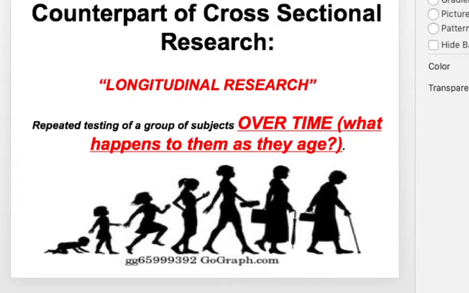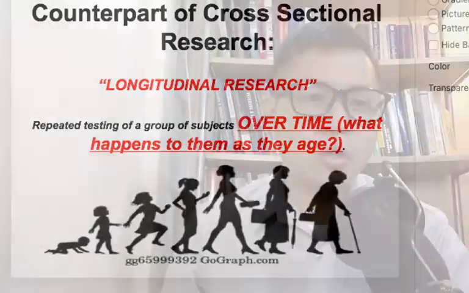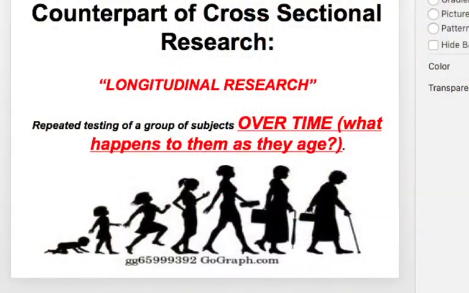Sa longitudinal research, isang grupo lang yung pinag-aaralan natin, and this group of people, ang ginagawa natin dito is we follow them over time. In other words, as they age, we are studying them. Yan yung pinagkaiba ng longitudinal sa cross-sectional. In cross-sectional research, you are studying multiple age groups ng sabay-sabay. Meron ka ng adolescents, meron ka ng mga young adults, meron ka ng mga middle-agers. But in longitudinal research, you only have one group and you wait for this group to age.